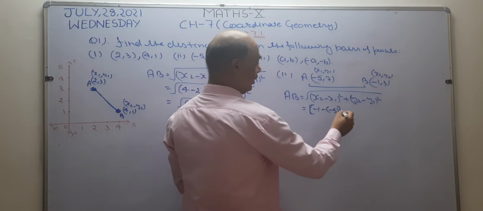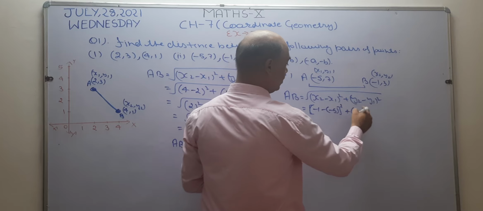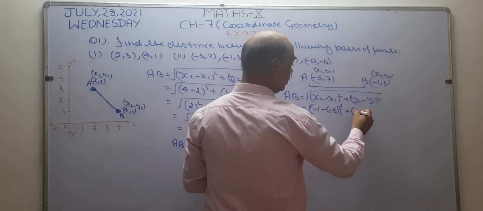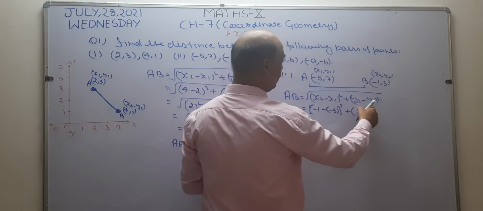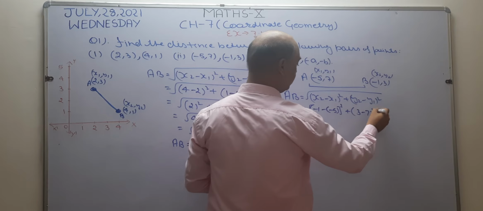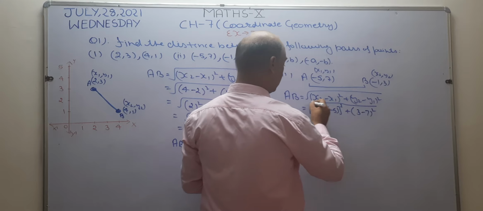Okay. Now its square also. What is the value of y2? y2 is 3. After that, minus sign is there. Value of y1 is 7. Right here 7, and its square root.